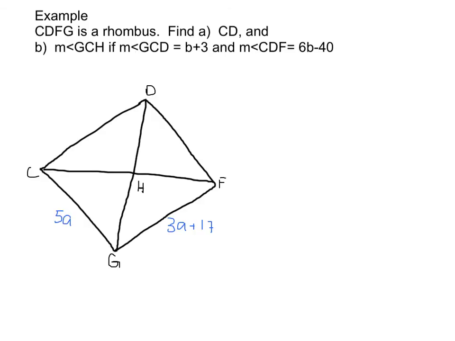So let's look at an example dealing with rhombuses. It says that CDFG is a rhombus, and we want to first find the length of CD, and then part B says to find the measurement of angle GCH if the measurement of angle GCD is equal to B plus 3, and the measurement of angle CDF is equal to 6B minus 40. Starting with part A though. Part A, we want to find the length of CD.